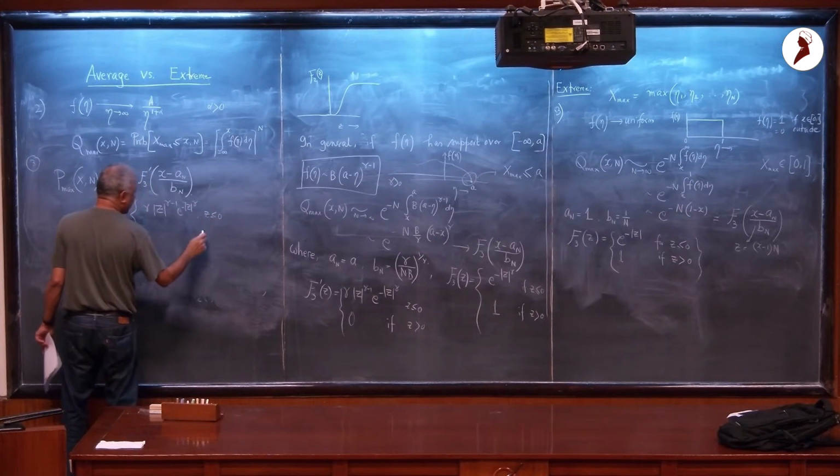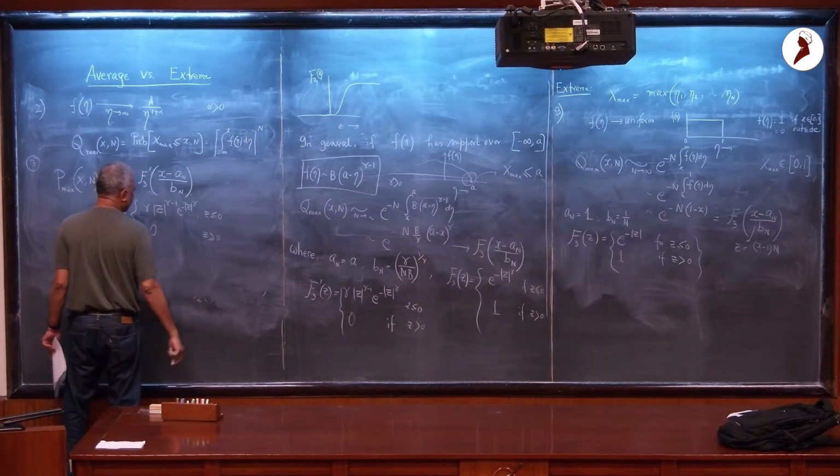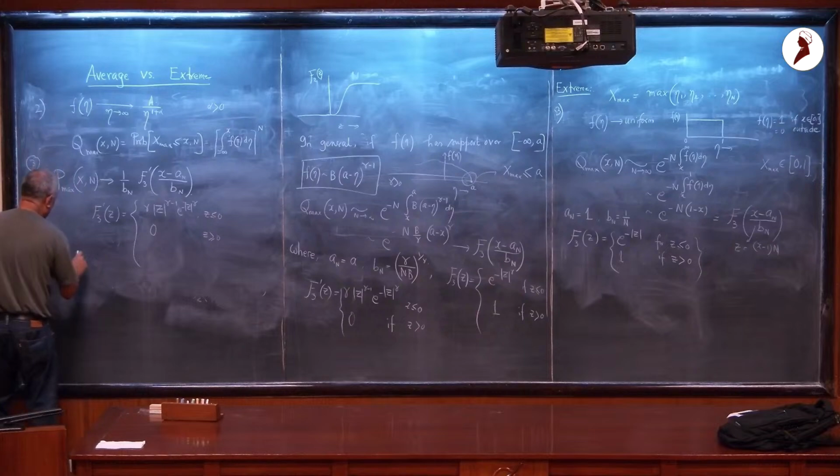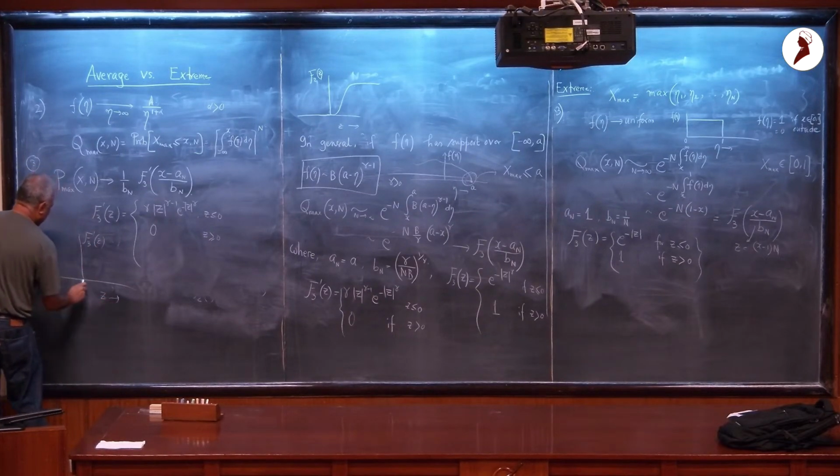So it has support only on the negative side and 0 otherwise. So this means if I plot the scaling function, it has support only on the negative side. So it goes like this. Here it decays as exponential of minus mod z to the power gamma, and here it's identically 0.